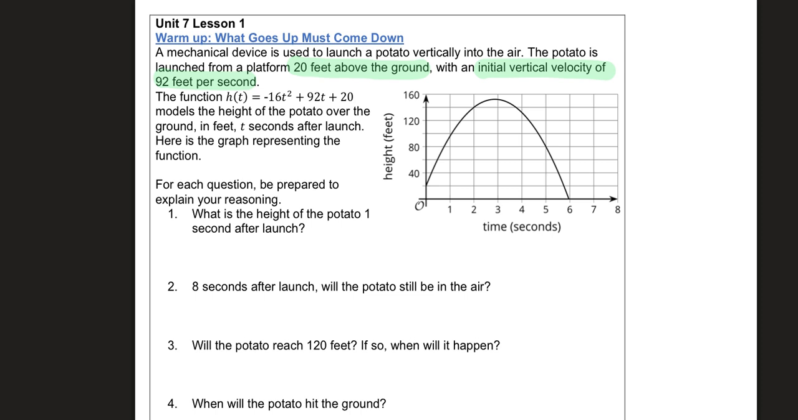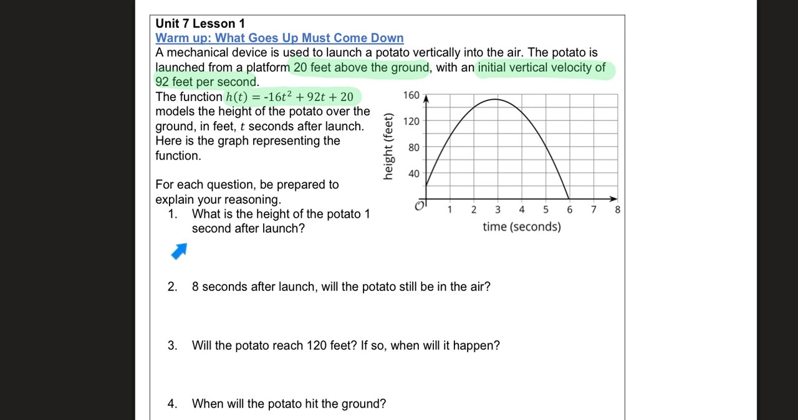The function h of t equals negative 16t squared plus 92t plus 20 models the height of the potato over the ground in feet t seconds after launch. Here's the graph representing the function. So we have our graph over here. You can see we have height labeled on this side and time labeled down here. So for each question, we want to be prepared to explain our reasoning.